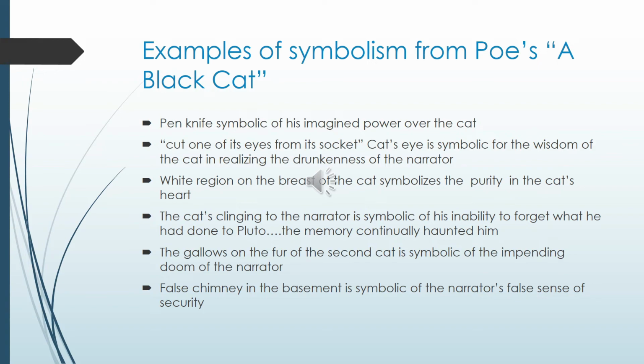And then finally, I'm skipping over a few of them, but you can look those over. There's a false chimney built into the basement where the narrator lives, and it's symbolic of the narrator's false sense of security. While it serves the purpose of being a false chimney, apparently to trick someone into thinking there's a chimney built there, it also is a symbol that represents this narrator's false sense of security. Every symbol must have both a literal and a symbolic meaning in the story to qualify as a symbol.